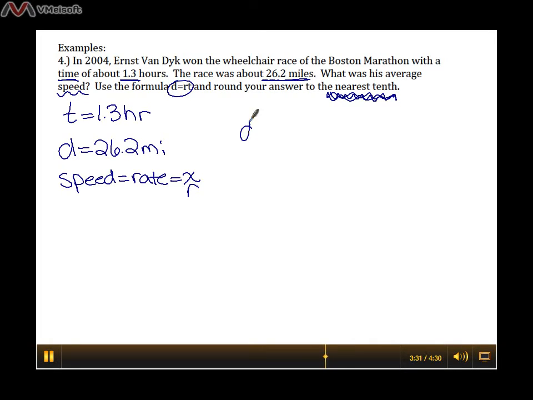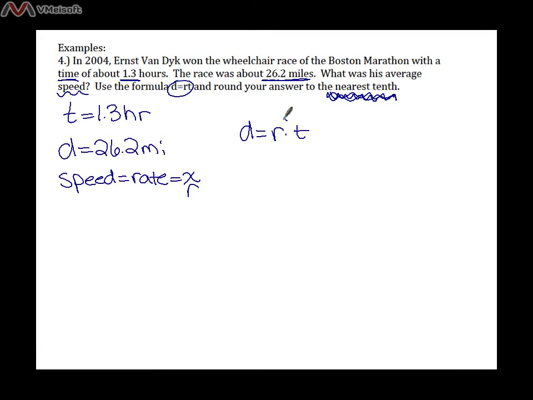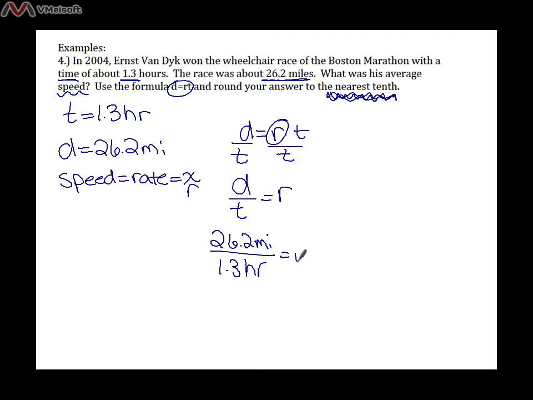So I know that distance equals rate times time, and I'm looking for my rate, so I'm going to circle it, divide both sides by t, and I know that my distance divided by time equals my rate. Well, now since I know a distance and I know a time, I can go ahead and plug those in. So 26.2 miles divided by 1.3 hours equals my rate.